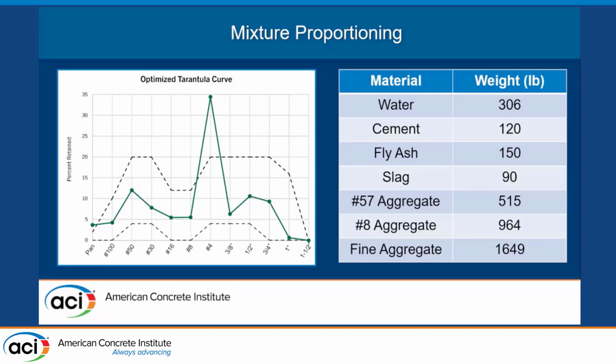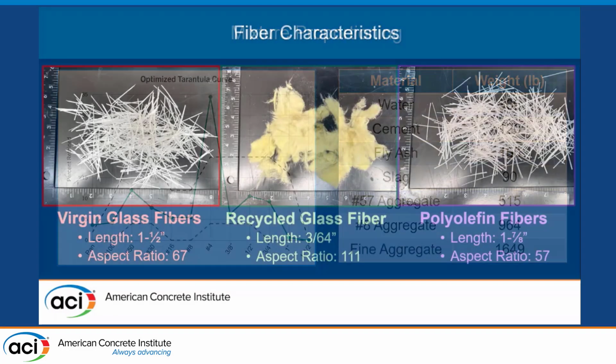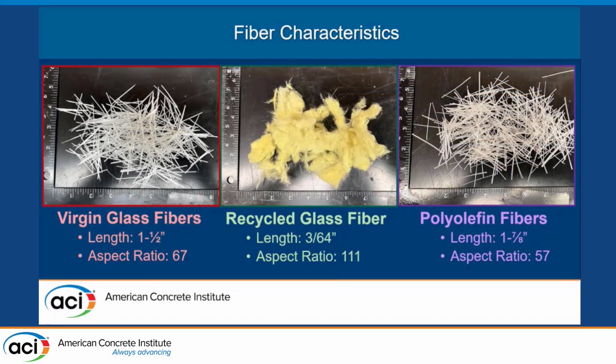And then additionally, you can see the proportions we used. You can see the low amount of cement, and then you can see the high amounts of aggregate, and also the high amounts of SCMs. And then along with this mix, we had 12-pound replacements of fibers, and these were the fibers that we used.